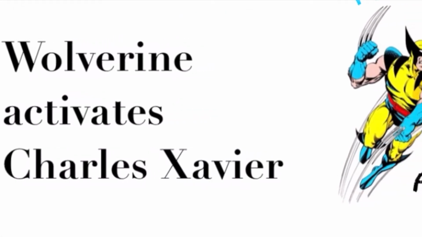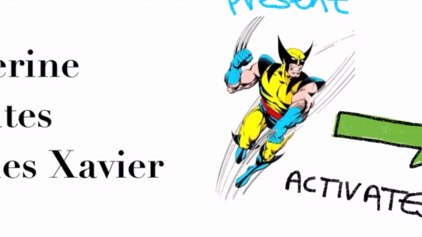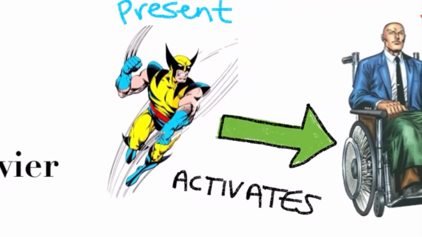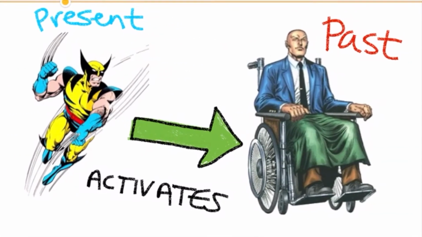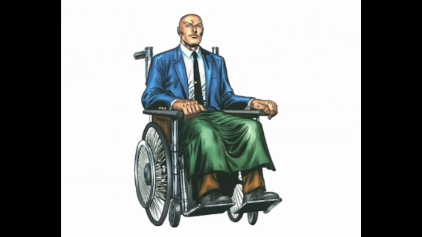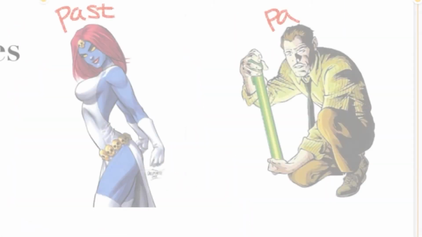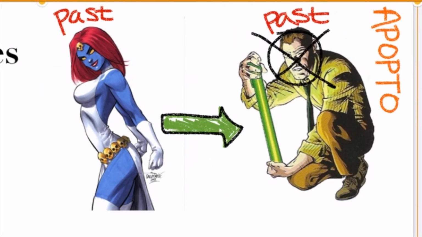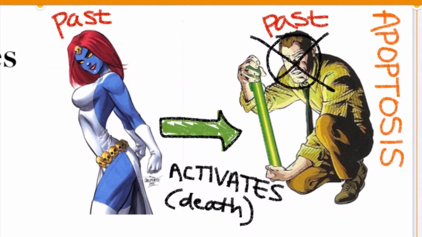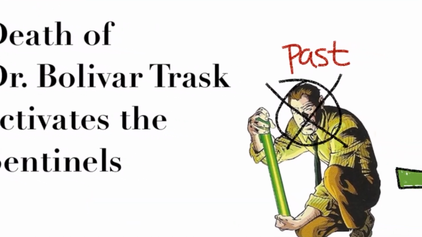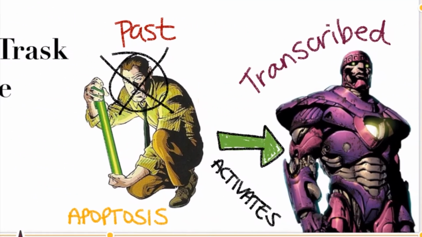Wolverine, the only one knowledgeable about what the future holds, convinces past Charles Xavier to join his mission, activating him. Charles Xavier is the only mutant that is able to convince Mystique to not go through with her plan due to the close relationship that they have. Charles Xavier represses her. If Mystique is not stopped, she will activate Bolivar Trask's death. His death activates the Sentinel program.